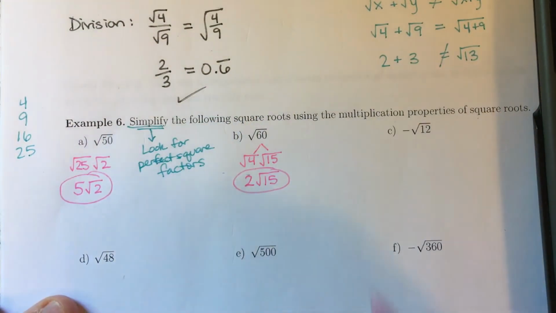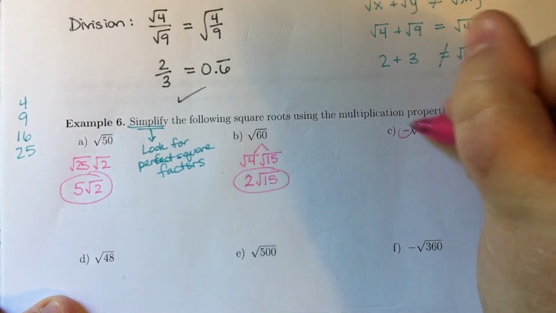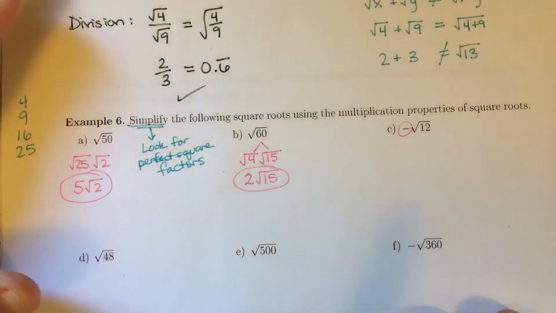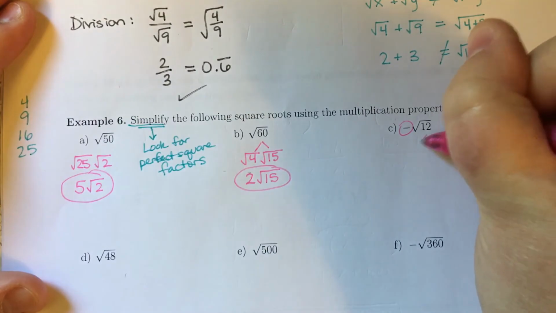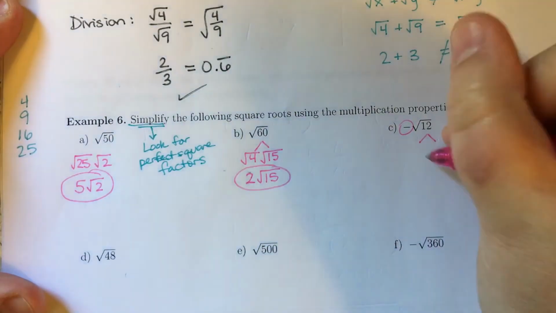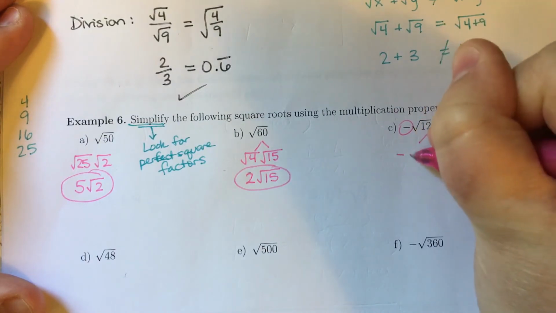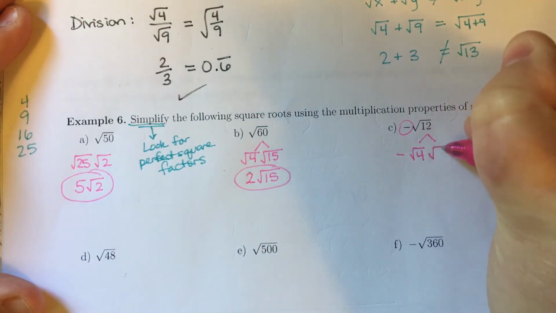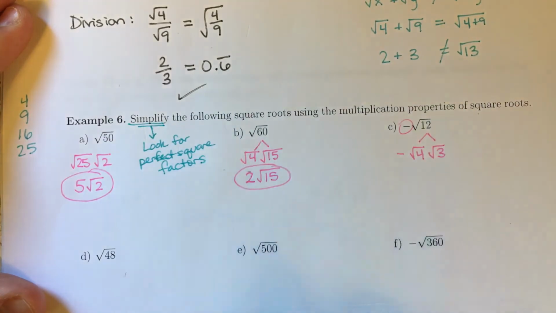And let's try C. This negative out front does not do anything for us. Doesn't really change the problem. So we just need to find a perfect square that goes into 12. There's not many choices here. It's 4. So I have negative square root of 4, square root of 3, because 4 times 3 makes 12.